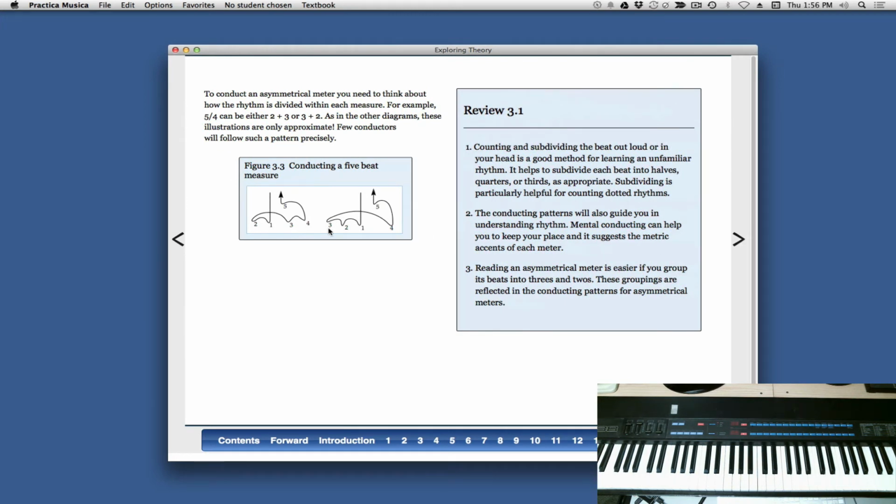It does talk about how to do a compound meter. And compound meter, for instance, if you have a 6/8 or something like that, that would be 1, 2, 3, 4, 5, 6, right? Or you can go 1, 2, 3, 4, 5, 6, and conduct it in 2, depending on how fast the tempo is.